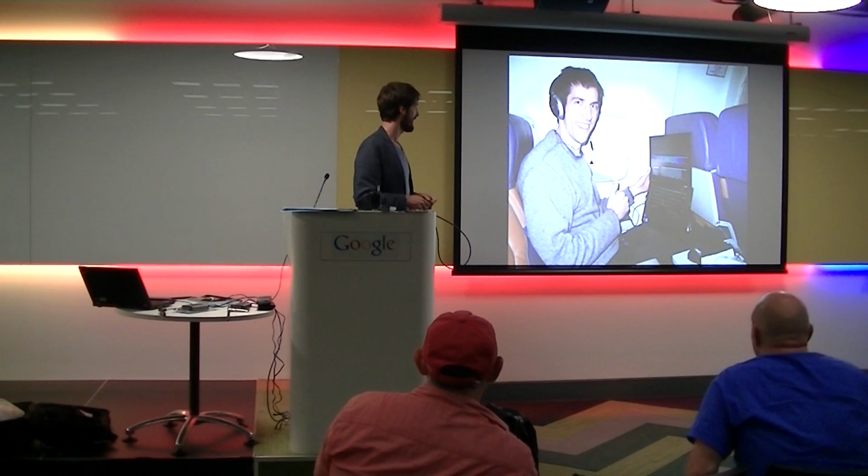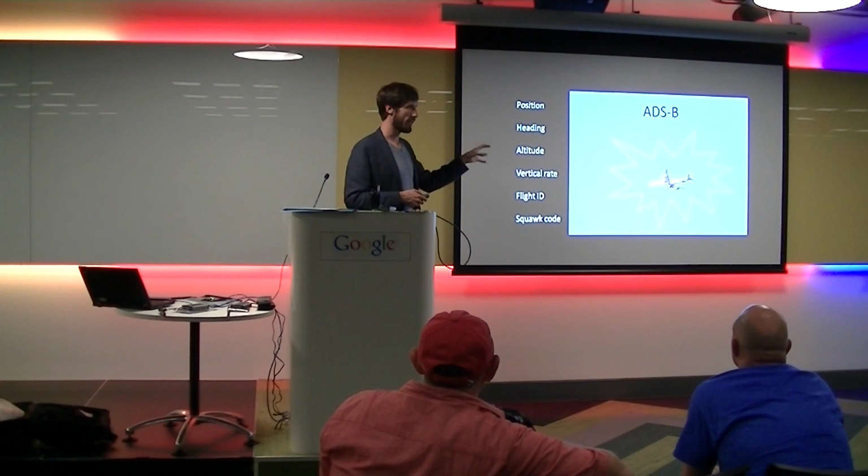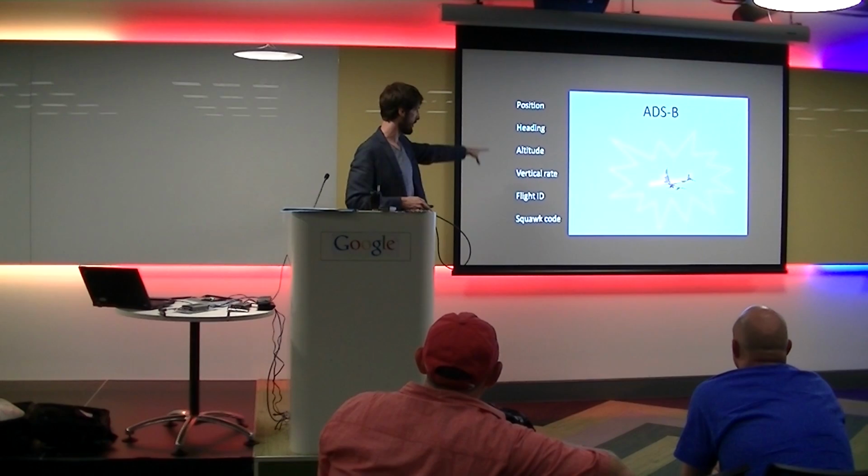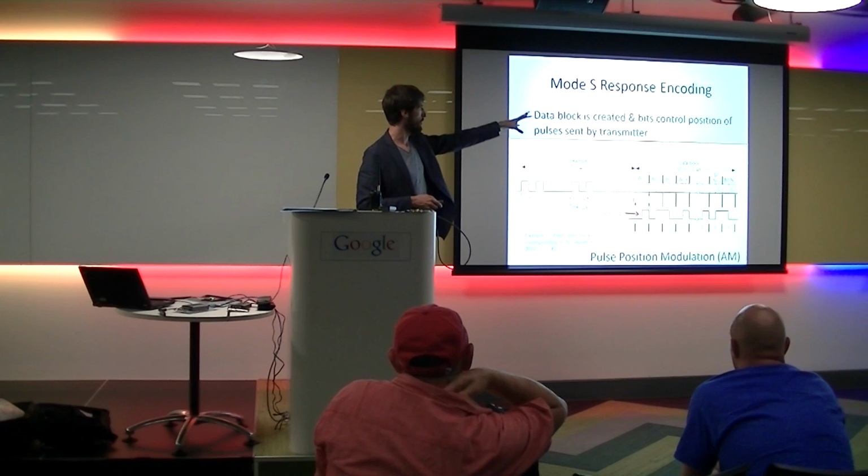ADS-B is probably well known. This is where the secondary radar system, there's an active transponder on board that's constantly broadcasting this sort of information out about the airplane. And it uses this thing called pulse position modulation, very, very fast modulation, which is why you need a software-defined radio to sample at a higher rate.